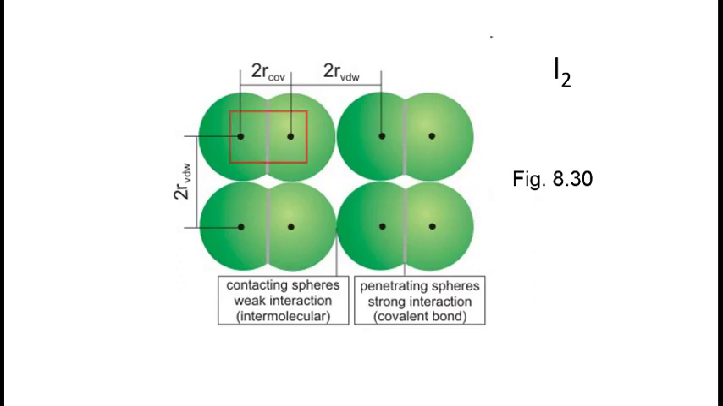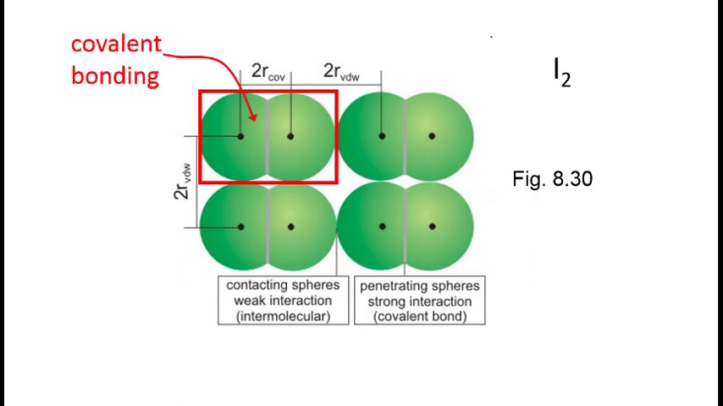First, inside each molecule, note that the illustrator has drawn overlapping spheres. This represents a covalent bond between the atoms, as we would expect between two nonmetal atoms. There is a distance between the nuclei, which is labeled 2rCOV, or twice the covalent radius of the iodine atom. This is different than between nuclei in adjacent molecules.